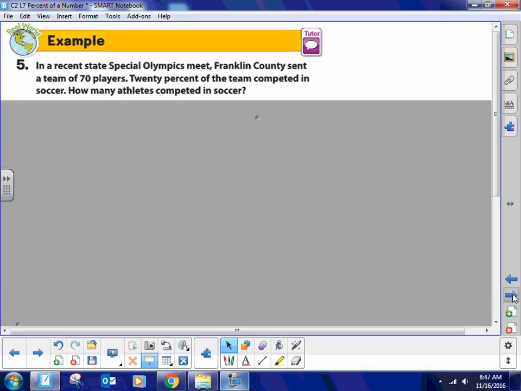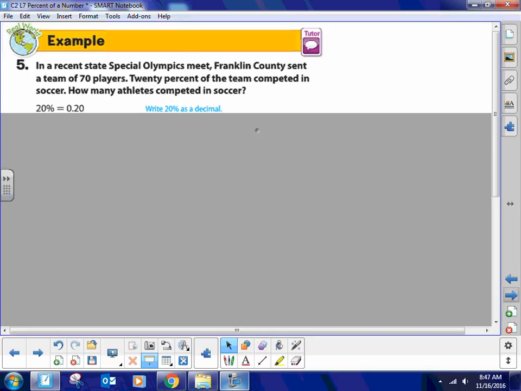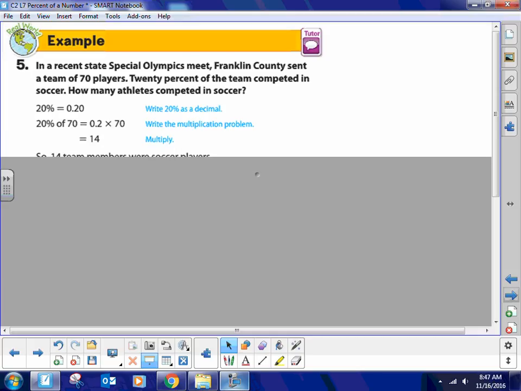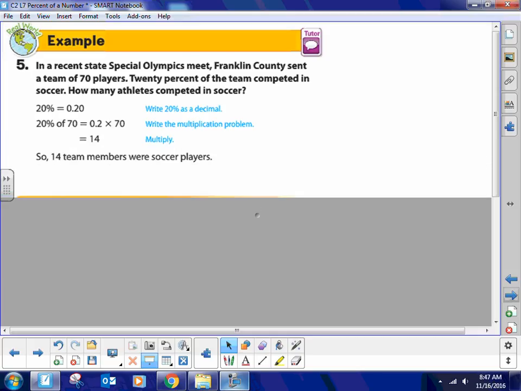All right? In a recent state Special Olympics meet, Franklin County sent a team of 70 players. 20% of the team competed in soccer. How many athletes competed in soccer? See, they changed 20% to a decimal, multiplied out, came out with 14. So there were 14 members on the soccer team.